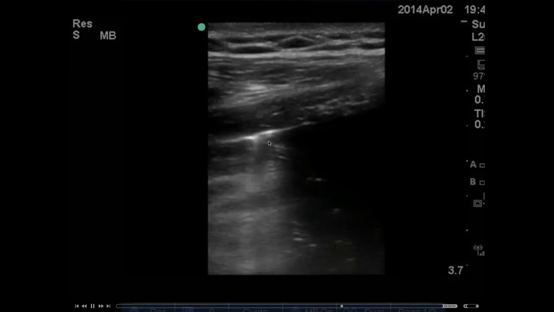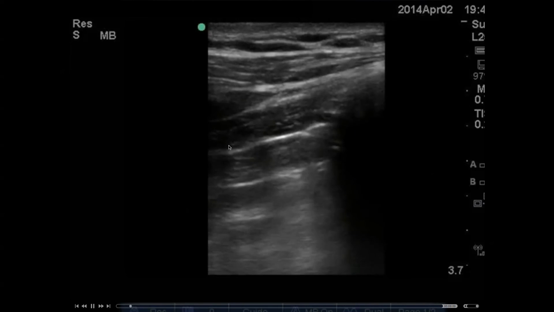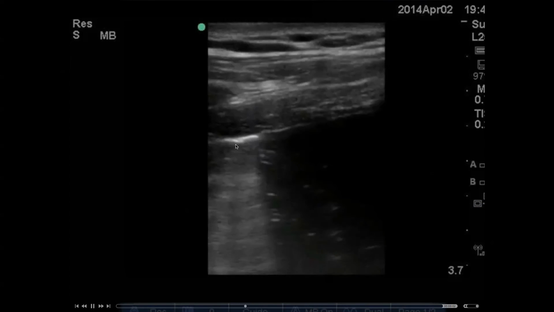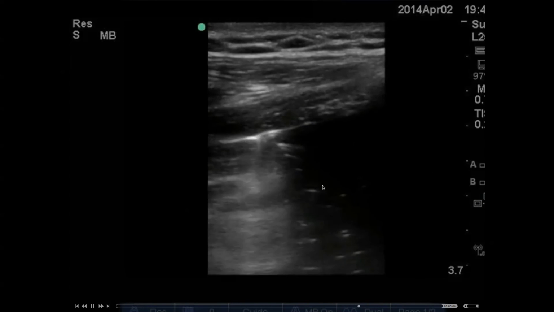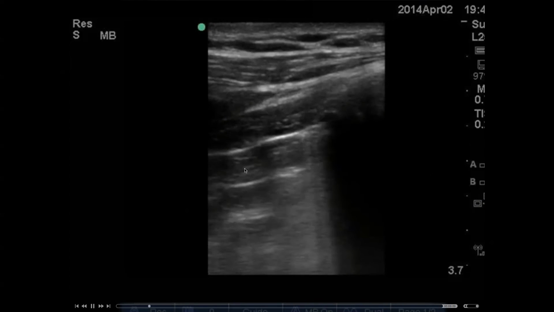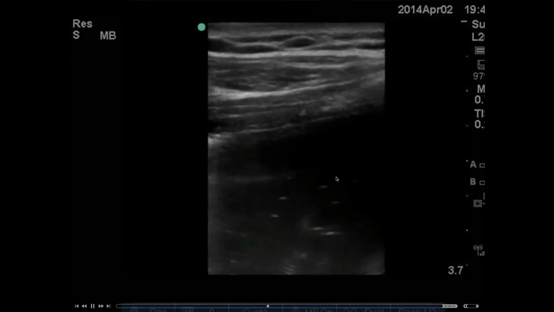So this is looking at a lung point where you can see the lung on the left with no sliding, and we can actually see the fluid on the right, all in one clip here.